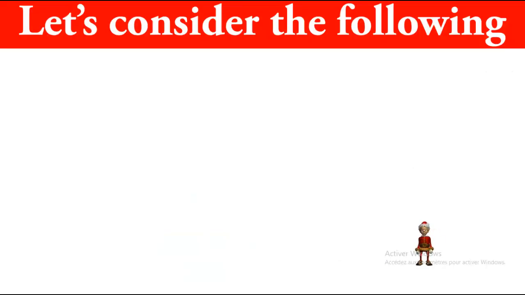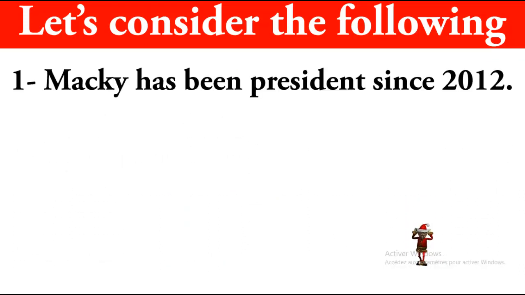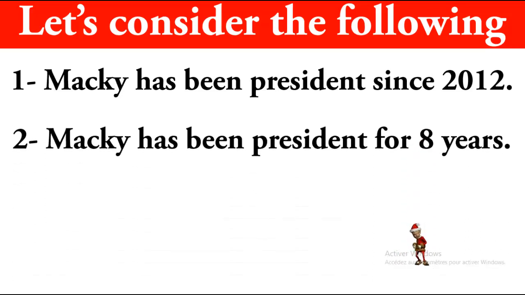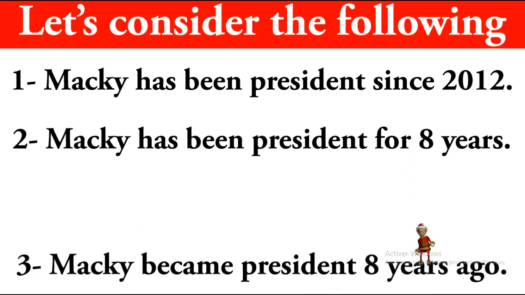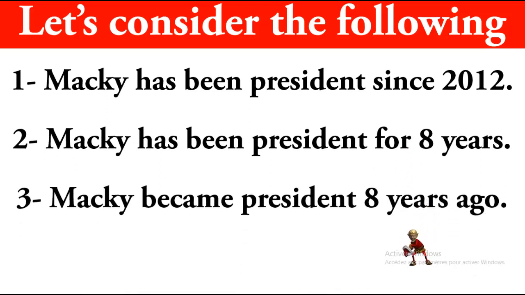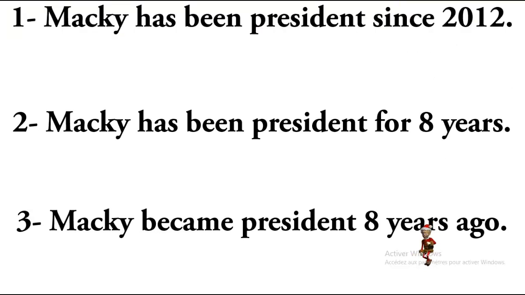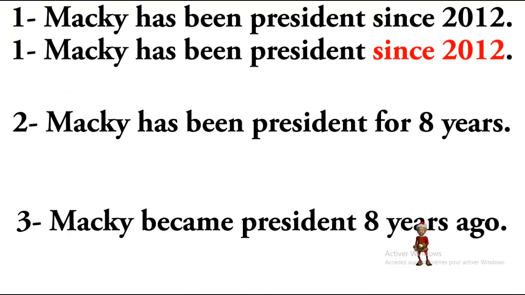So, for the lesson, since, for, ago, let us consider the following sentences. Sentence number 1, Macky has been president since 2012. Number 2, Macky has been president for 8 years. And number 3, Macky became president 8 years ago. So we are going to study these sentences one by one to better understand the use of since, for, and ago.